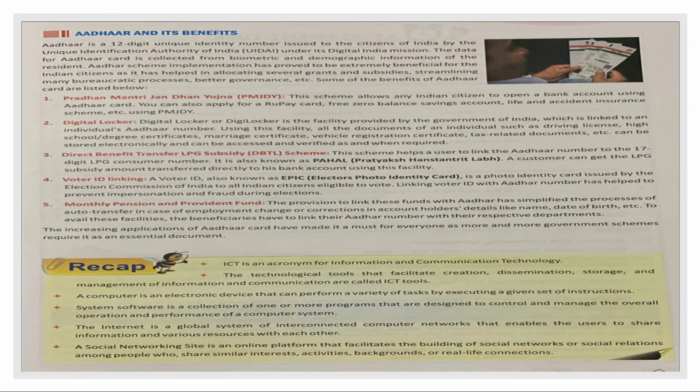Simply, we are having the voter ID linking. Those who are 18 years of age can make this voter ID. That is also known as EPIC, Electors Photo Identity Card. Without this EPIC card, you will not be able to cast your vote whenever a general election goes on. It may be a state election or it may be a national election. It's a photo identity card issued by the Election Commission of India to all its citizens who are eligible to vote. All right. Linking voter ID with Aadhaar number has helped to prevent impersonation and fraud during elections.